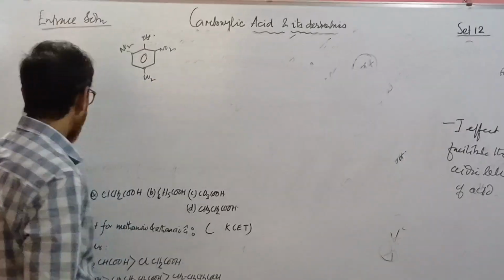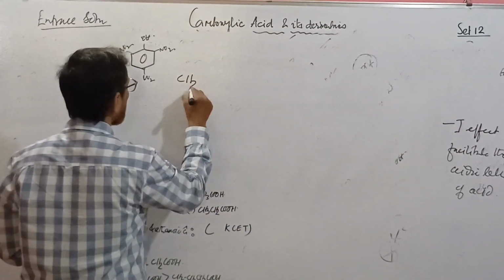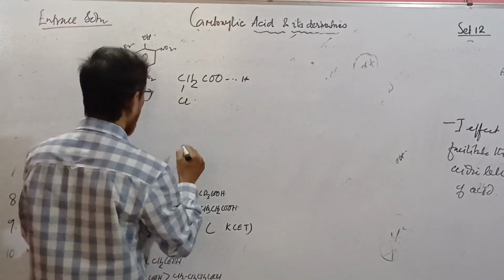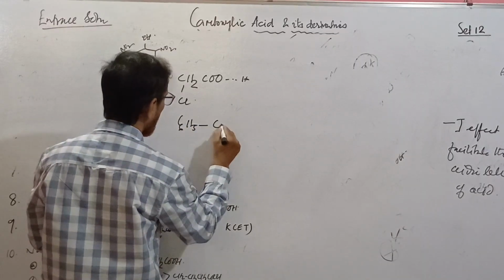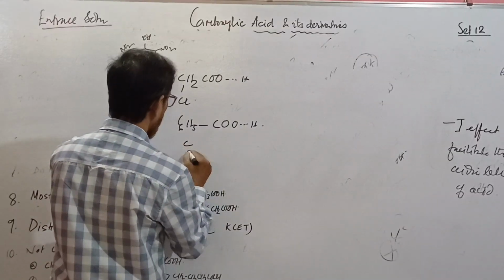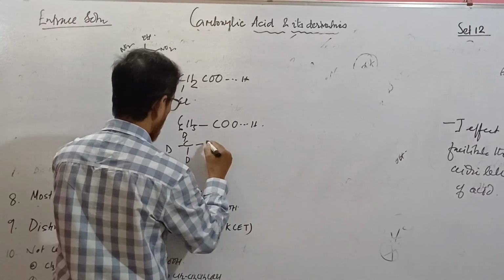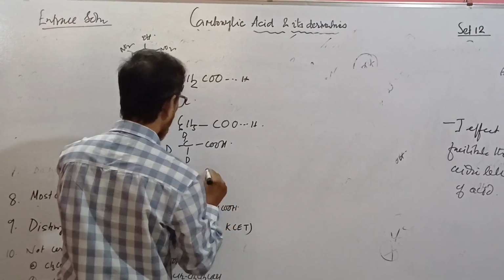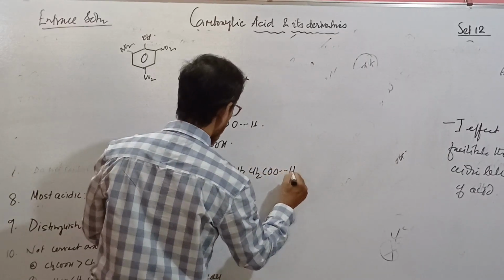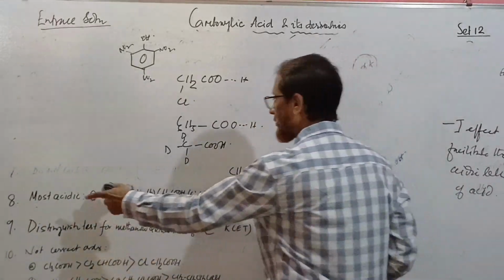Next one is most acidic. ClCH2COOH, C6H5COOH, CH3CH2COOH. Here there is Cl, and here C6H5COOH, and the other is CH3CH2COOH. You are asked which one is the most acidic one.